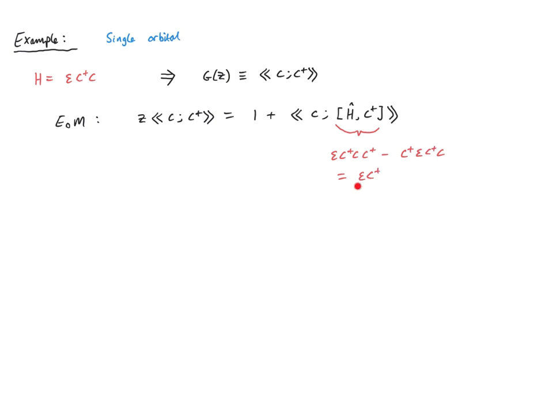We can also obtain the same result simply by using the properties of the anti-commutators for fermions and rearranging these expressions here. I'll do some examples of that later.